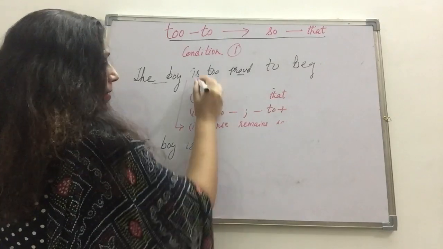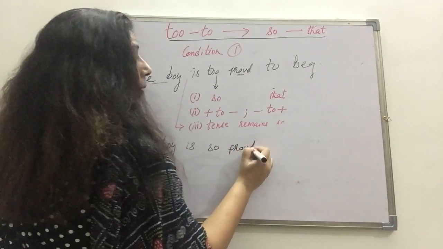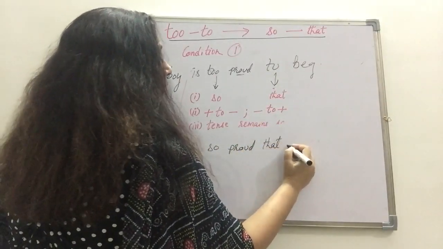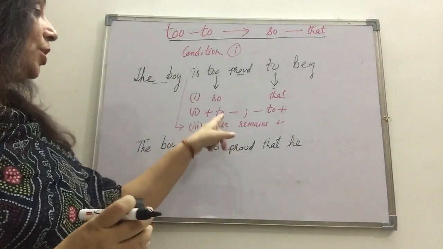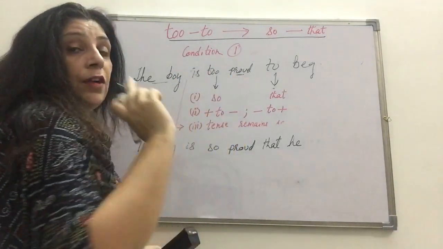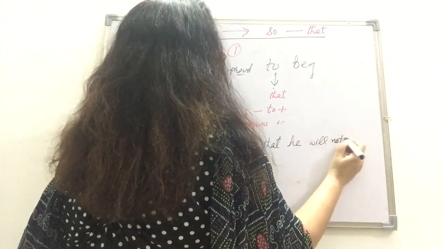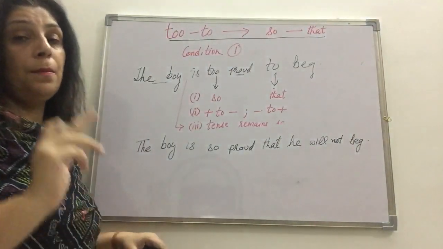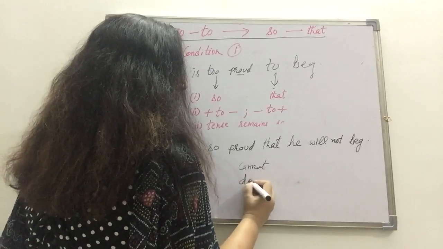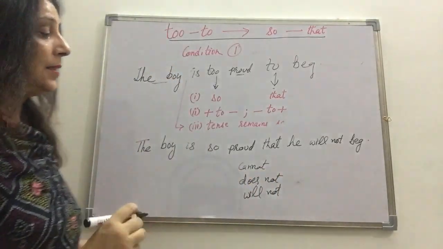The boy is, too changes into so proud. To changes into that he. We have to change into negative because the sentence is positive. Now when we change into negative, since this is the nature, we cannot use the word cannot. We will use the words he will not beg, or he does not beg. Now remember, there are 3 words: cannot, does not, and will not for present tense.